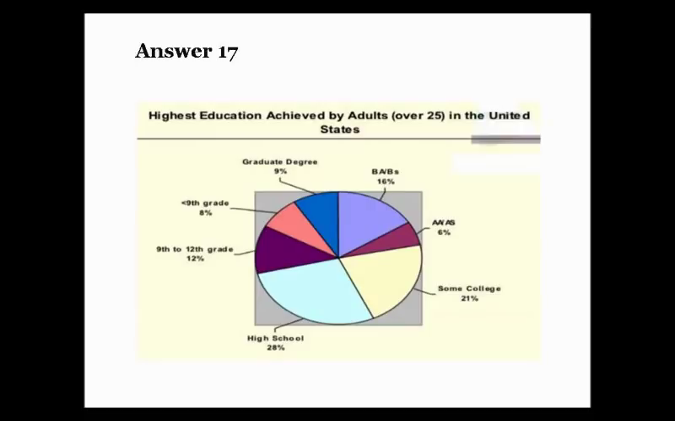Last but not least, in particular, BA or BS occupies 16%, graduate degree occupies 9%, less than 9th grade occupies 8%. In conclusion, 9th to 12th grade occupies 12%.